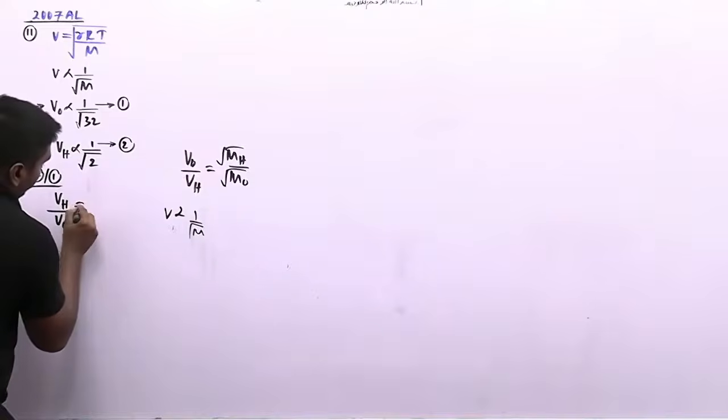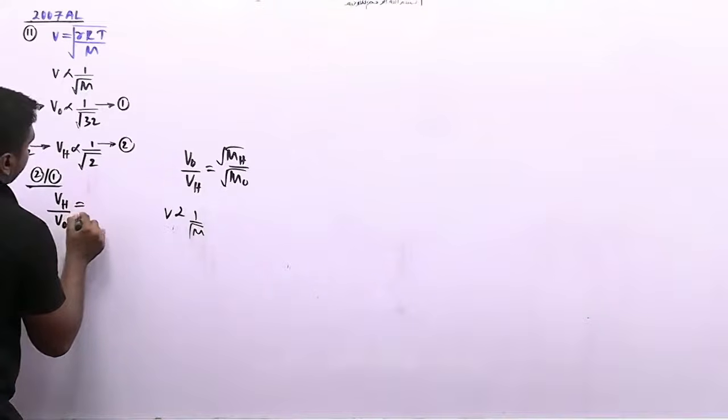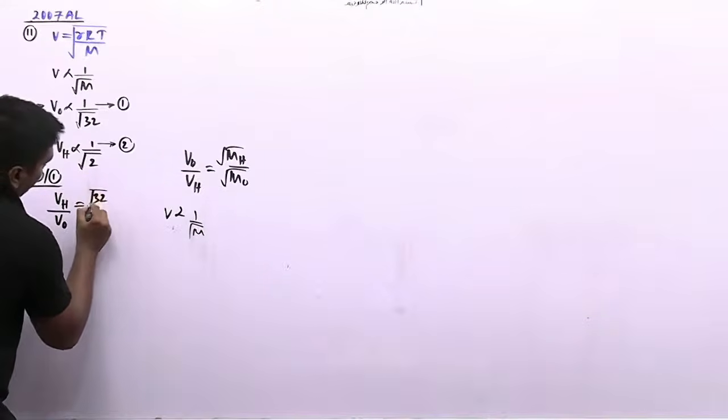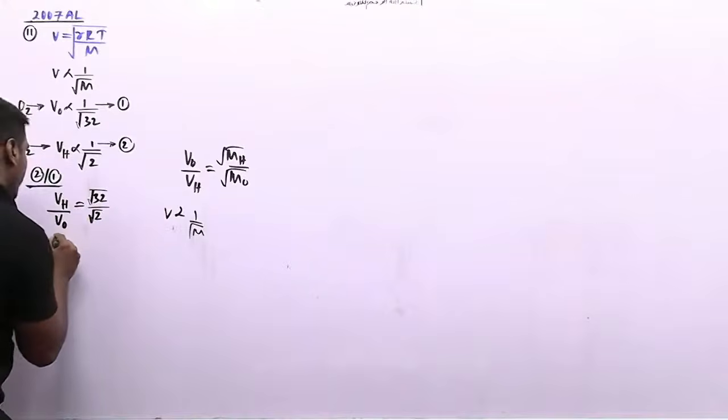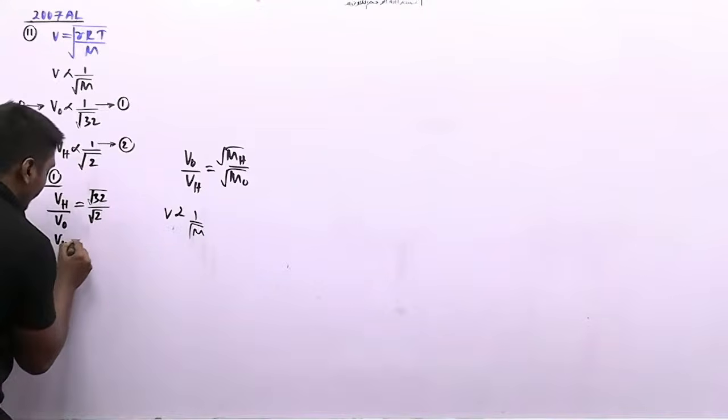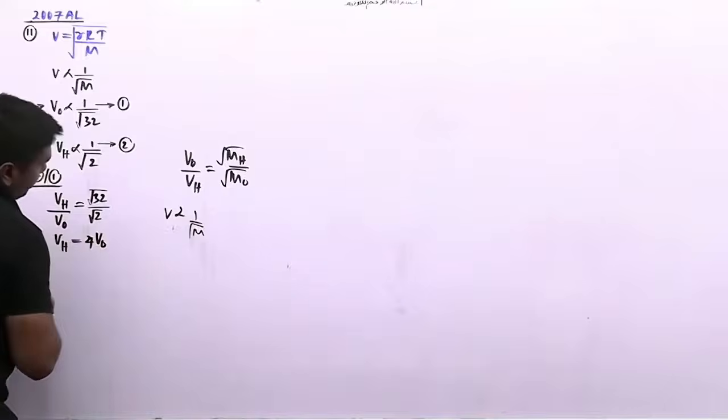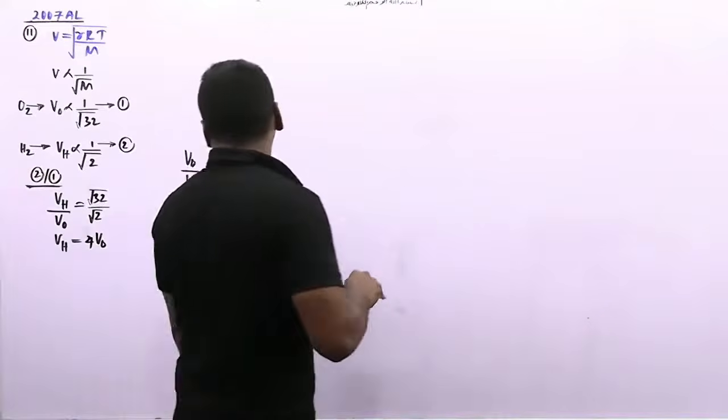This is equal to root 32 over root 2. 32 over 2 is how much? 16. Root 16 is how much? 4. VH is equal to 4 VO. This is the story, right?